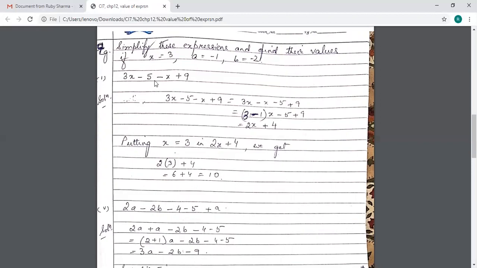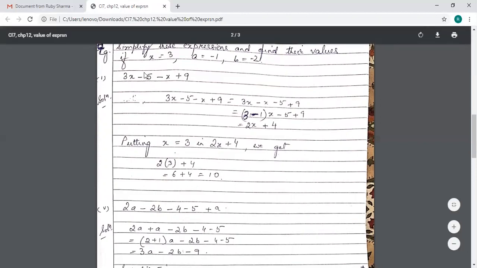Now see here, 3x minus 5 minus x plus 9. Now instead of directly putting the value of x is equal to 3 here, it will be more convenient if you can simplify this. Because there are 3x and x are like terms. So you arrange it, the like terms together, 3x minus x. Then the constants arrange minus 5 plus 9.